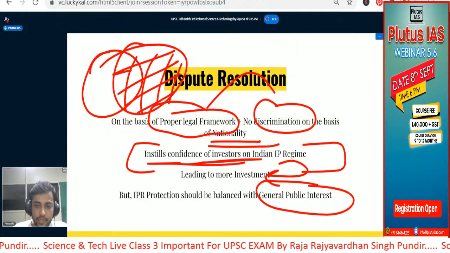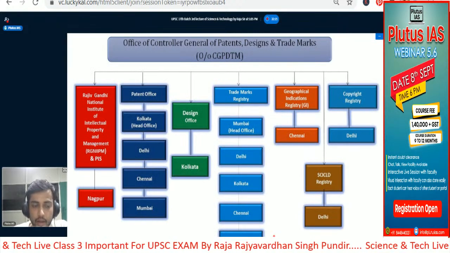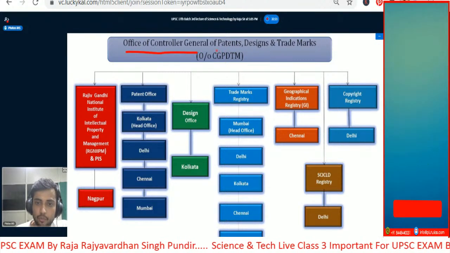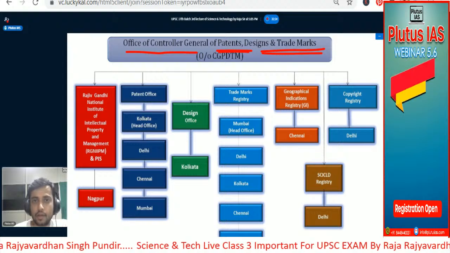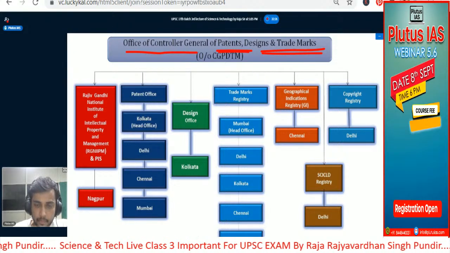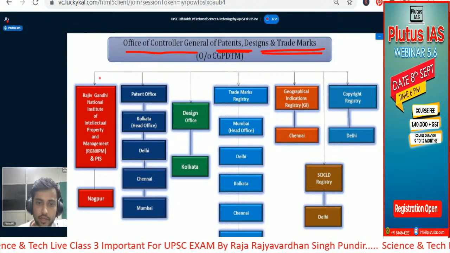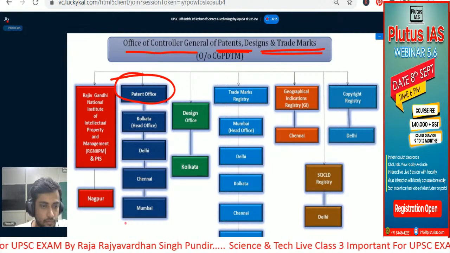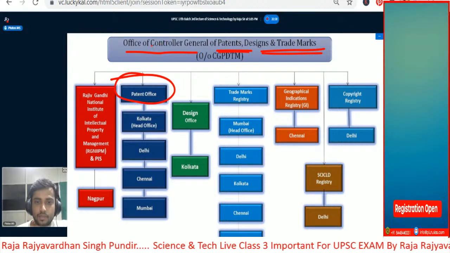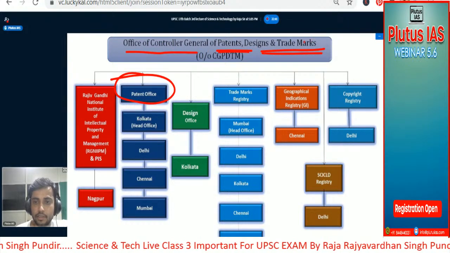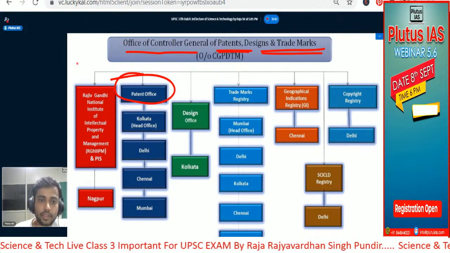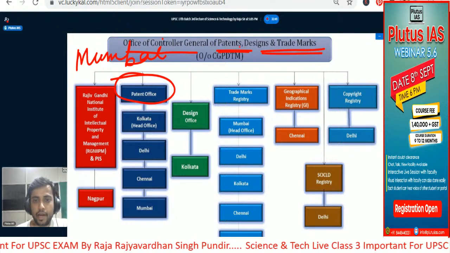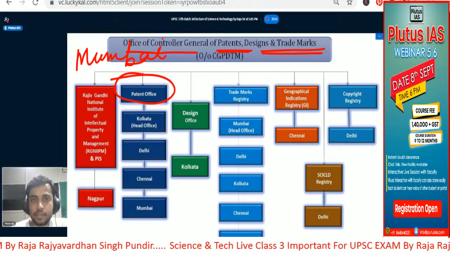So now we are starting with the evergreening of patents. But before that, here is a diagram. We have the Office of Controller General of Patents, Designs and Trademarks. This is with the Ministry of Commerce. And within this office, we have certain sub offices, like the patent office. The head office of the Office of Controller General of Patents is in Mumbai.